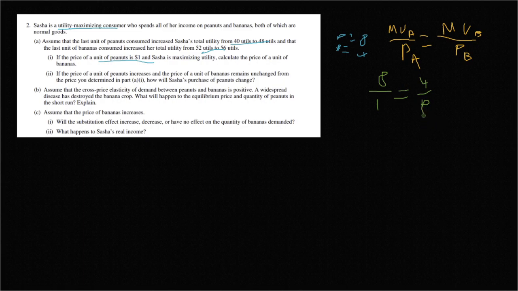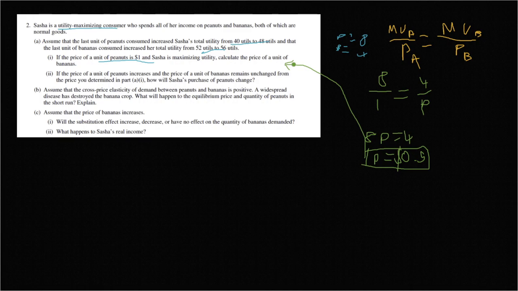And so now we can do some simple algebra saying 8P is equal to 4 and P is equal to 4 over 8 or 0.5, and this is dollars, and so we can box this. So this is that question. Okay.